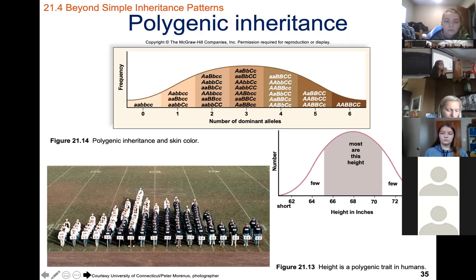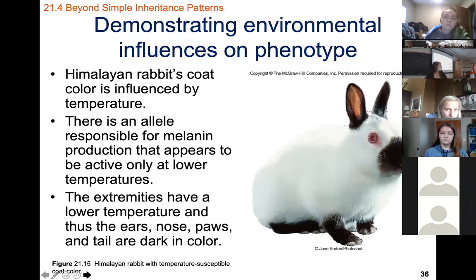Okay, demonstrating environmental influences on phenotype. So this is how we can show, sorry for that, that the environment influences that phenotype. This is a Himalayan rabbit, and the color of their fur is influenced by temperature. There is an allele that is responsible for the melanin produced that appears to be active at lower temperatures. The extremities have a lower temperature, and thus the ears, nose, paws, and tail are a darker color. So this is where the environment is affecting what the trait of that rabbit looks like. This is just an example. This is figure 21.15 in your book on page 21.15.